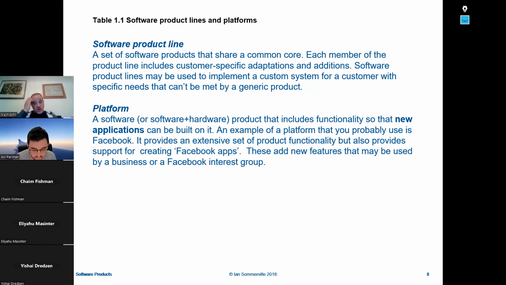A platform is software, or software plus hardware, that includes functionality so that new applications can be built on it. So in other words, it allows for other people to develop on my system. So in other words, Facebook creates a system so that other people can write Facebook apps that will work on the Facebook platform, as opposed to a software product line, which is all in-house. Okay.